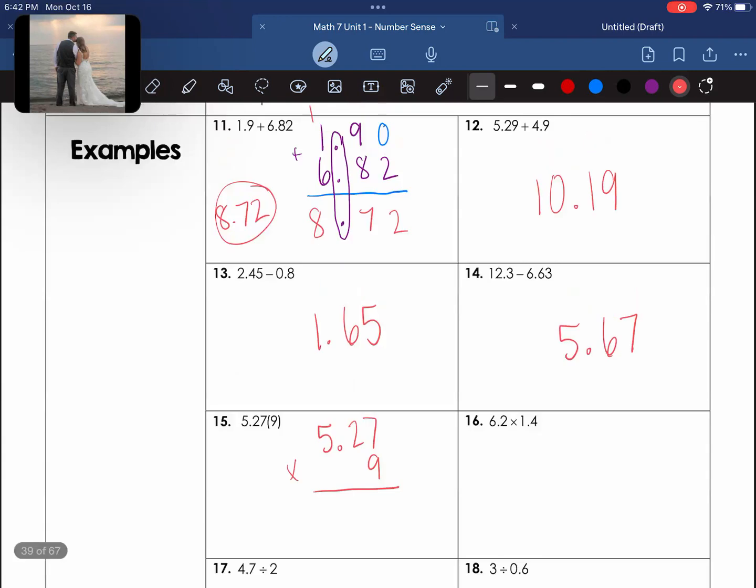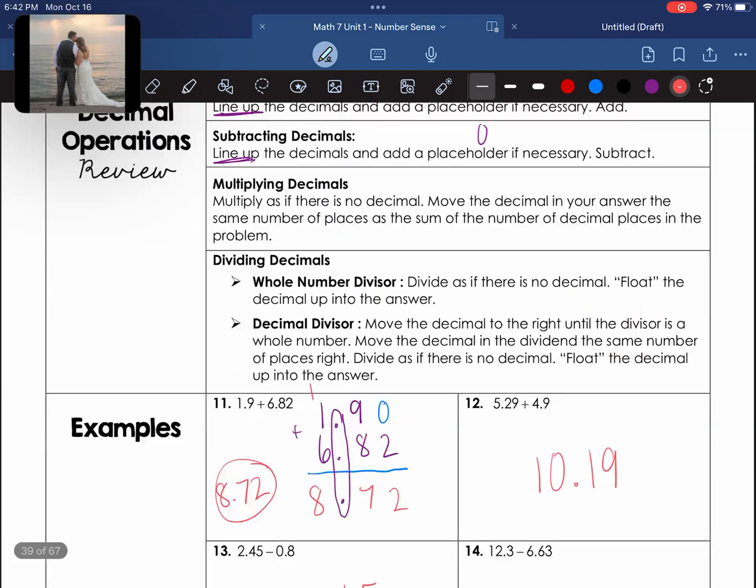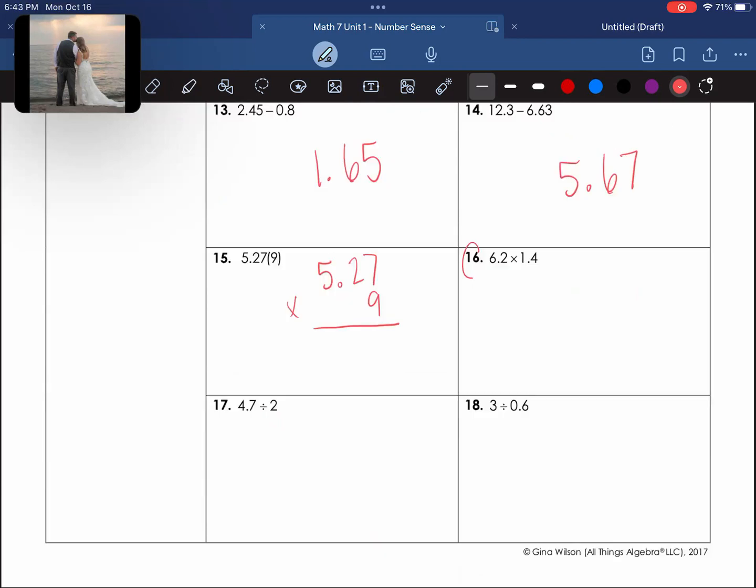Now, it says move the decimal in your answer the same number of places as the sum of the number of decimal places in the problem. That sounds confusing, but it's actually super simple. I'm going to actually pick number 16 to show you. So I'm going to set it up like this.